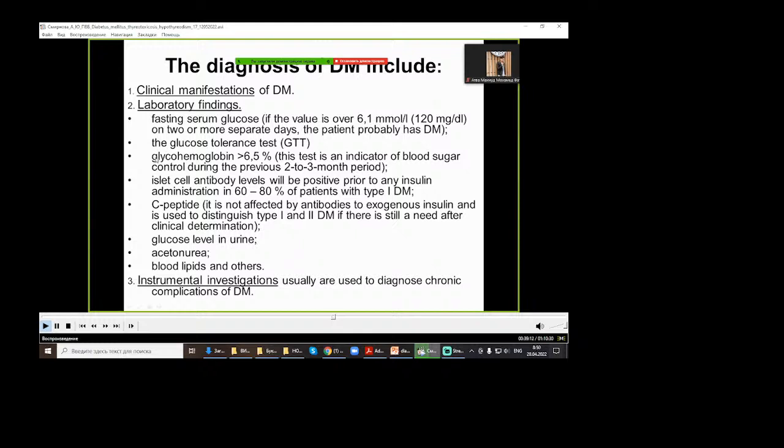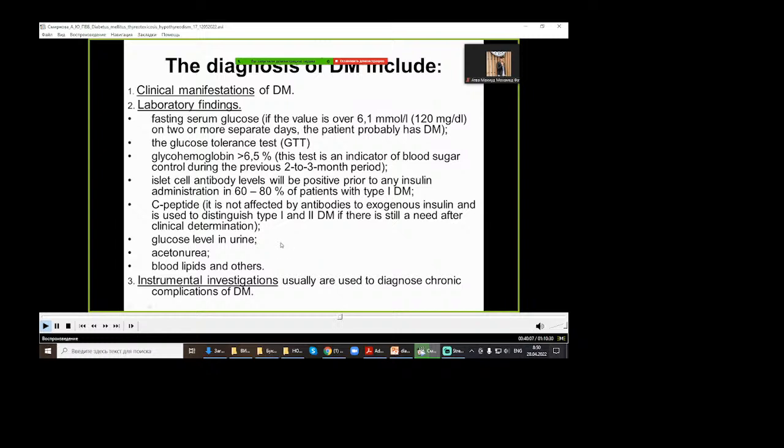The next, we may use glycated hemoglobin or glycohemoglobin. If its level is more than 6.5%, it means that patient has diabetes mellitus. The next parameter, islet cell antibody levels, which will be positive in patients with the first type of diabetes mellitus. The next, we may use C-peptide level or insulin level. C-peptide level and insulin level will be decreased or even absent in case of diabetes mellitus of the first type, and it will be normal in case of diabetes mellitus of the second type.